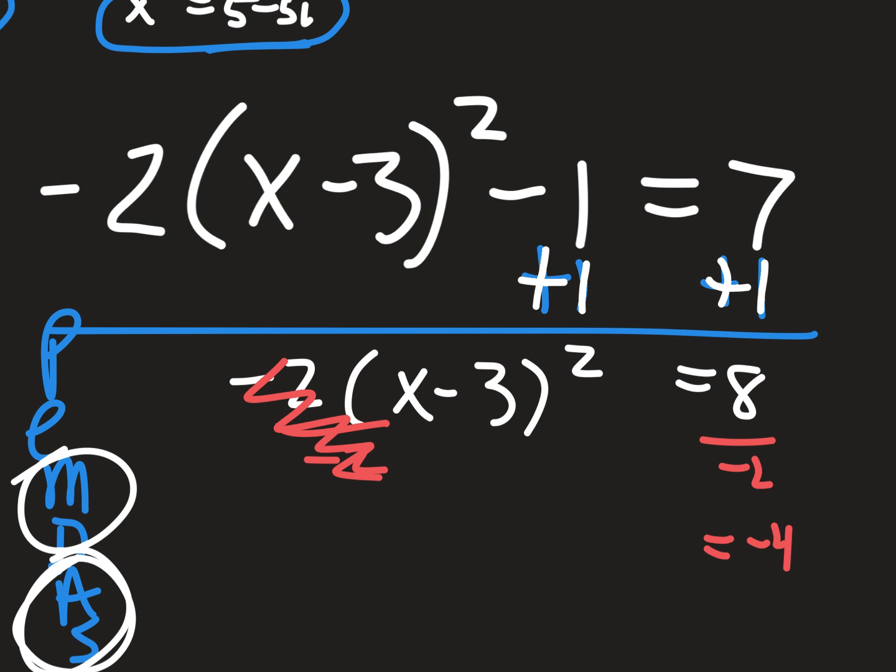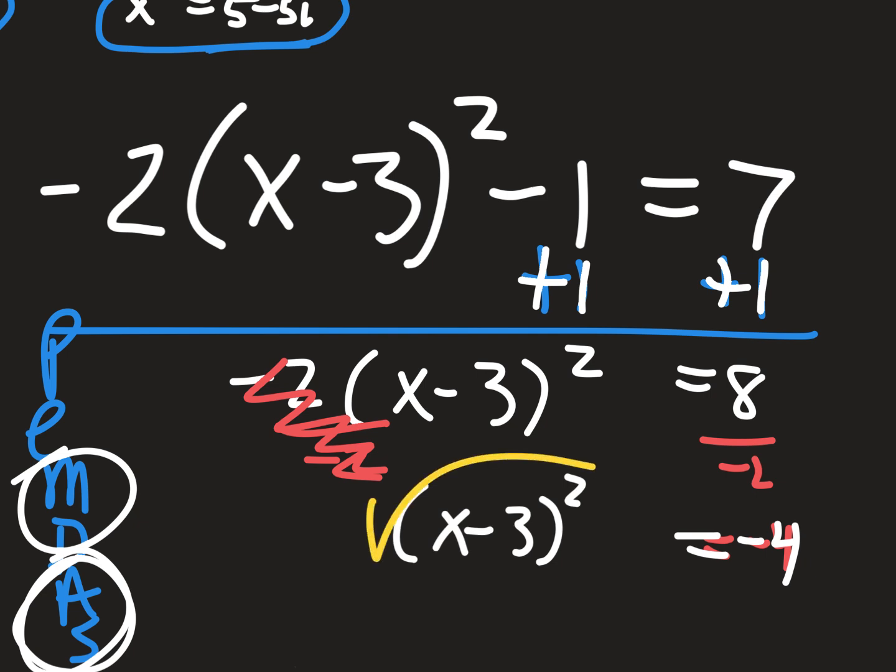And then this comes out to negative 4. And now I have a problem that looks just like the ones we were just doing. X minus 3 squared is equal to negative 4. And then from there, I know I could trust that you could finish it. You could go square root, absolute value, and that's 2i, and then you do the splits.